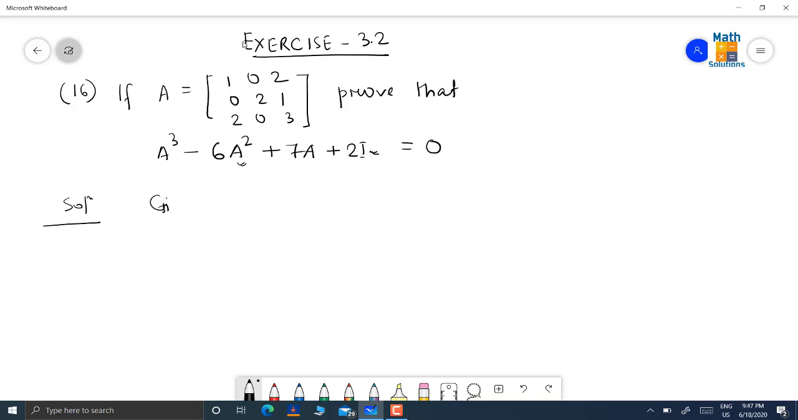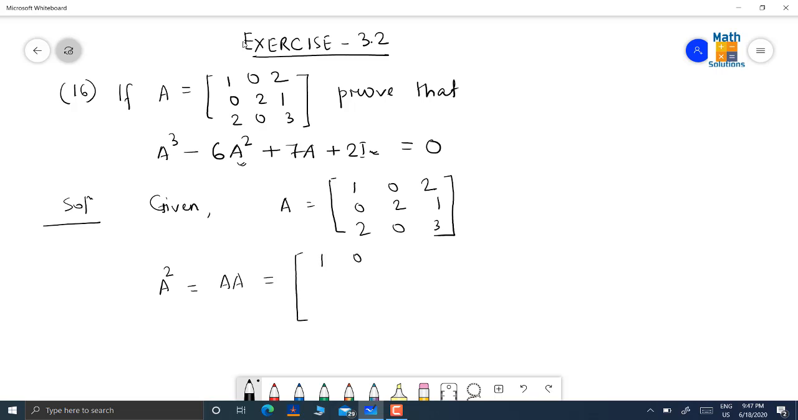So given A is equal to this matrix, we are going to write here 1 0 2, 0 2 1, then 2 0 3. So we shall be finding out what is A square. A square is A into A. Putting these values of A, 1 0 2, 0 2 1, then 2 0 3, multiplying this with, once again, 1 0 2, then 0 2 1, then 2 0 3.